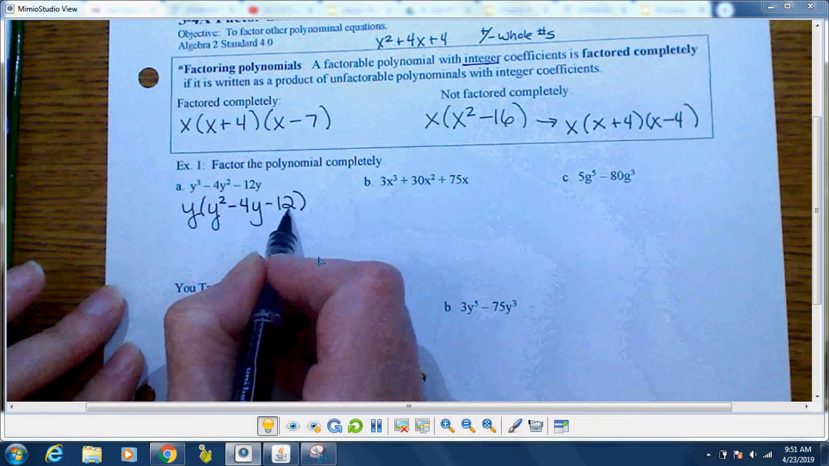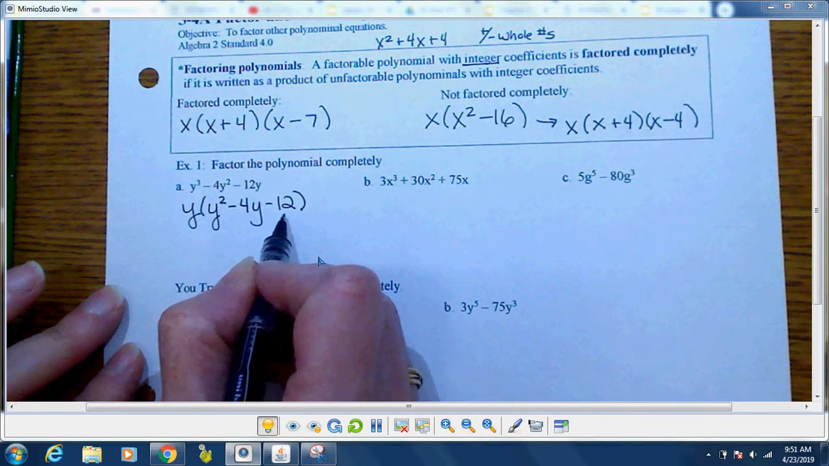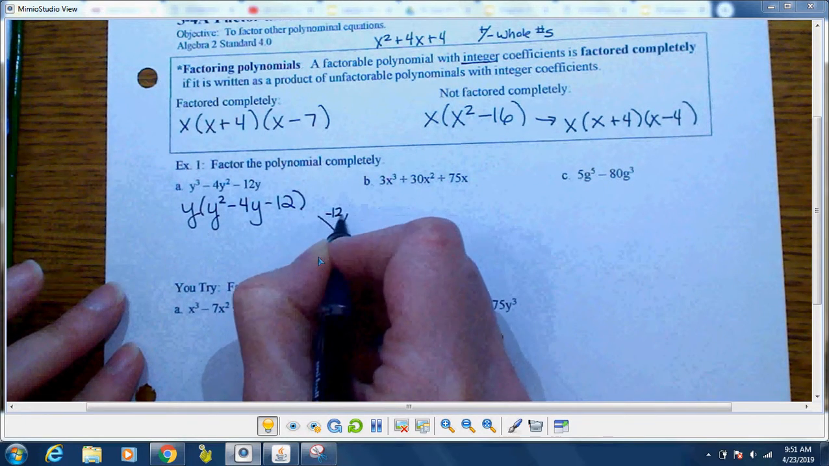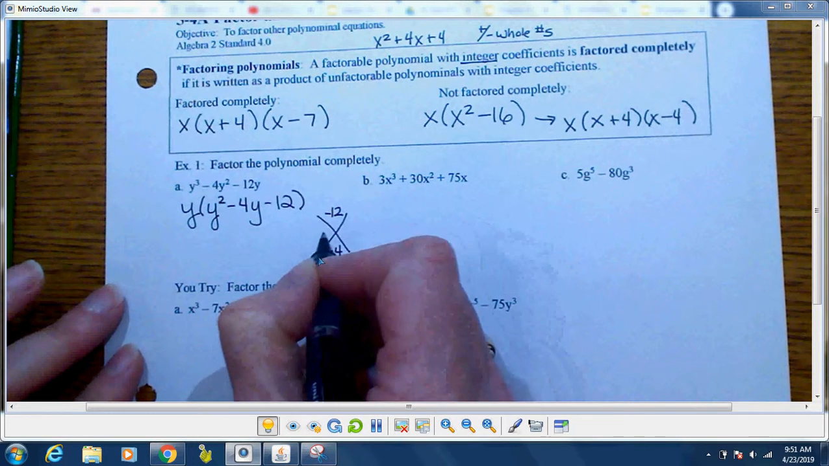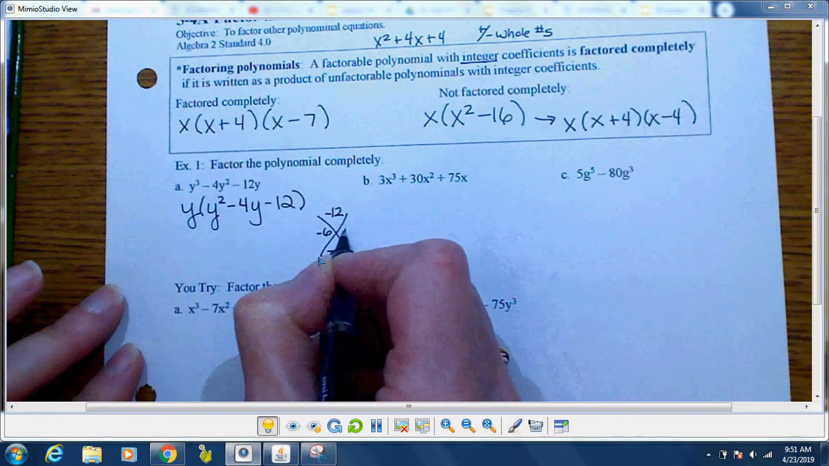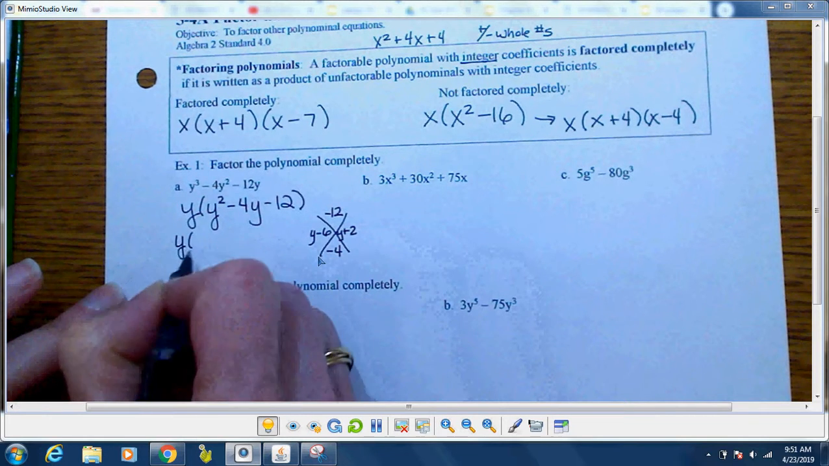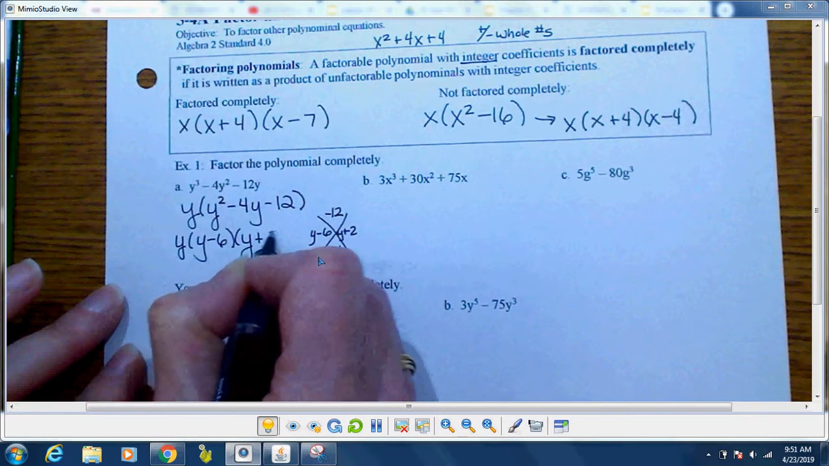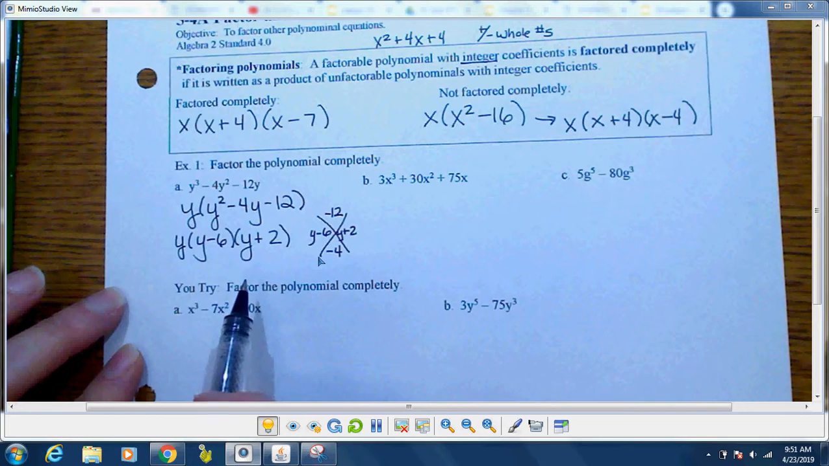So now I look at this quadratic right here, and I say, okay, can this get broken down more? Can I find two numbers that multiply to make negative 12 and add up to negative 4? And I can. It's negative 6 and positive 2. So factored all the way out, it's y times y minus 6 times y plus 2. And those can't get broken down anymore, so I'm done.